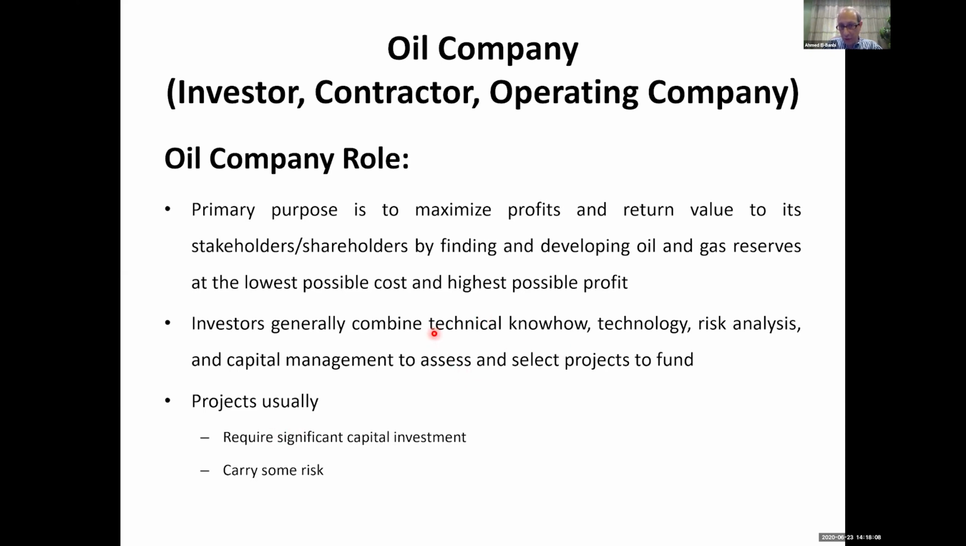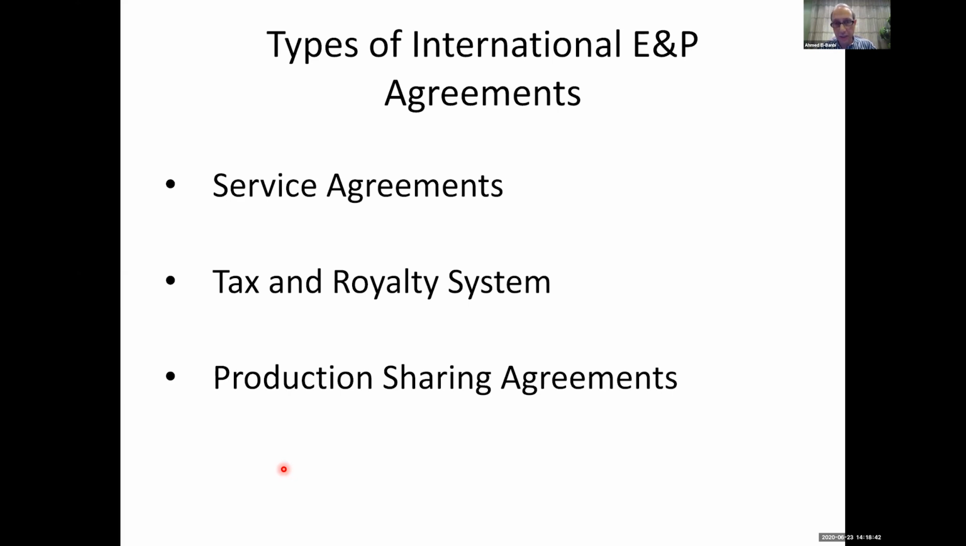So they combine subsurface knowledge, project management, and risk management to develop oil and gas projects. Projects usually, as you all know by now, require significant capital investment, and they carry some risk. And this is what's unique in the oil industry, and this is what constitutes what's coming in the next three slides, which is the types of agreements between the state or the country and the oil company. There are hundreds, even thousands, of agreements worldwide, and you can usually classify them into three main types. Number one, service agreements, which I will talk about first, and then two more systems: tax and royalty, and production sharing agreements.